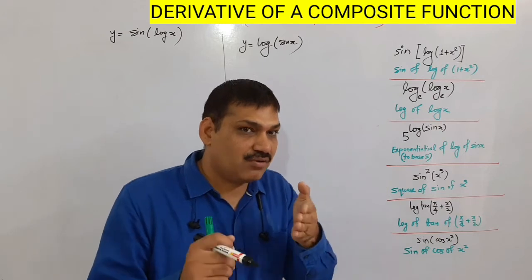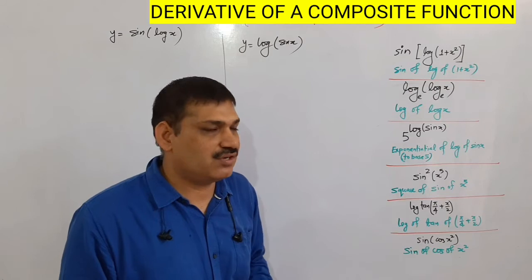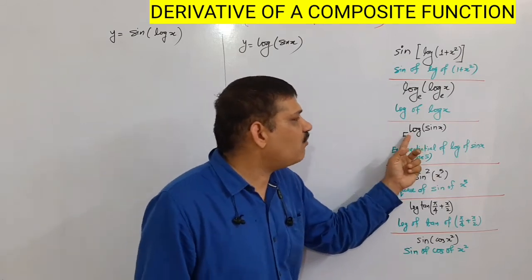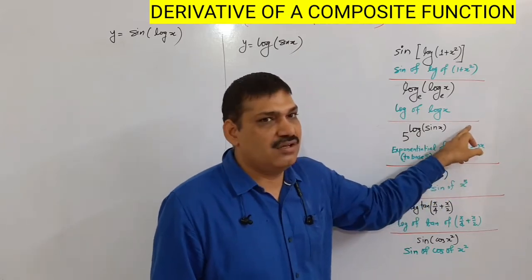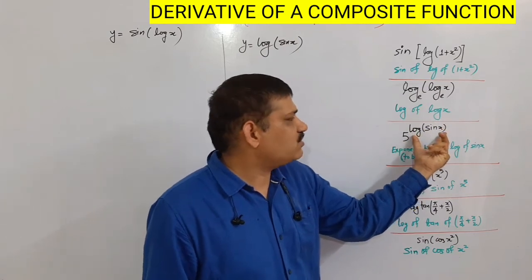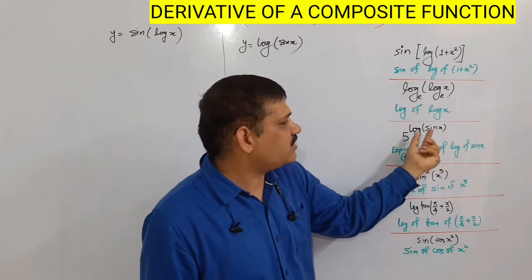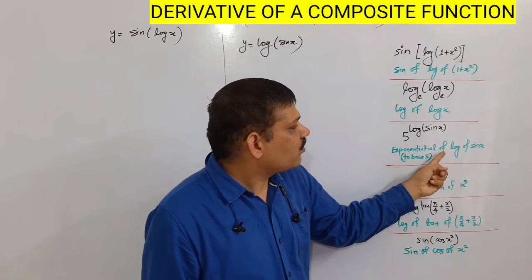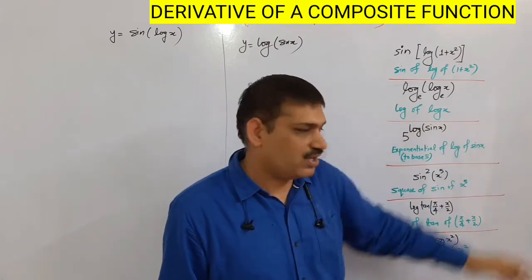Whenever we are reading, the sound of "of" means function of function, so that we can get the composition of that. This is exponential to the base 5, exponential of log of sin x. So after "of", log of sin x is a variable, exponential of some variable, and this variable actually is log of sin x. This is not directly a function of x, it is a function of sin x. So exponential of log of sin x, function of function.